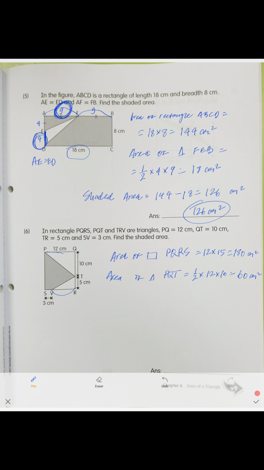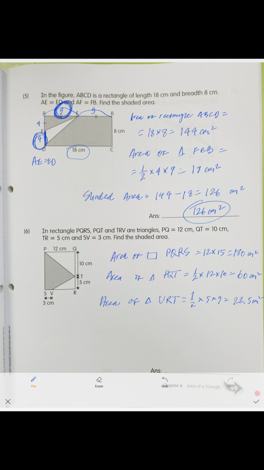SV is 3, PQ is 12, so the difference is 9, and the base is 5. So that's what we do. Area of triangle VRT is what? 1/2 times 5 times 9, which is 22.5 square centimeters.